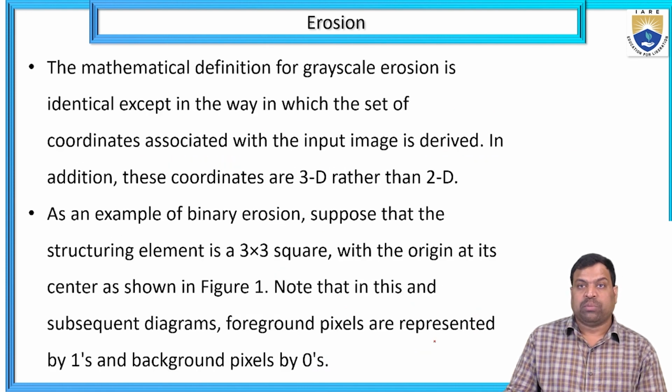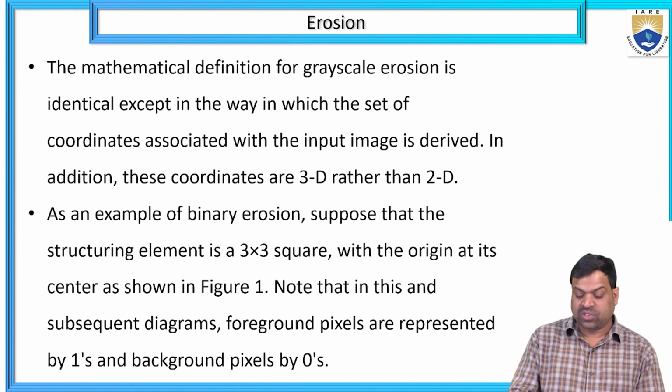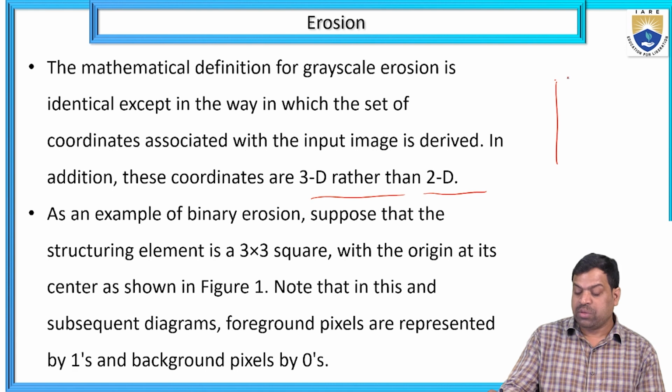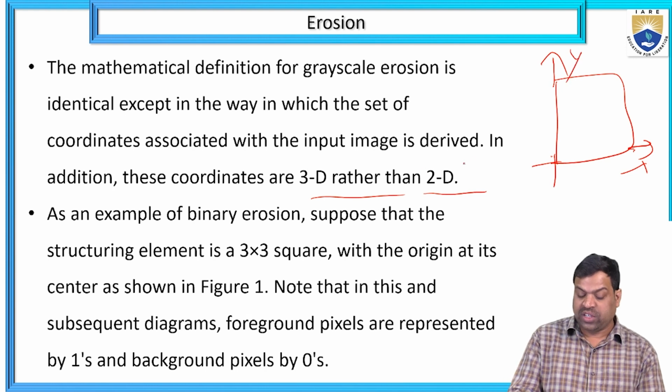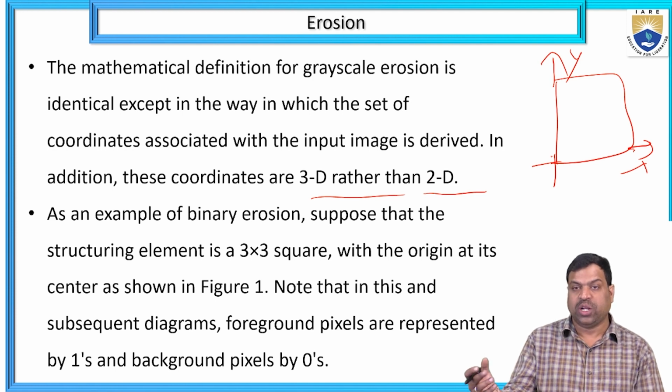The mathematical definition for grayscale erosion is identical, except in the way in which the set of coordinates associated with the input image is derived. In addition, these coordinates are 3D rather than 2D. When we take an image, we are usually taking a 2D image only. But here they are telling us that these coordinates are 3D rather than 2D. Instead of 2D, we have to take 3D, because the structuring element is there.